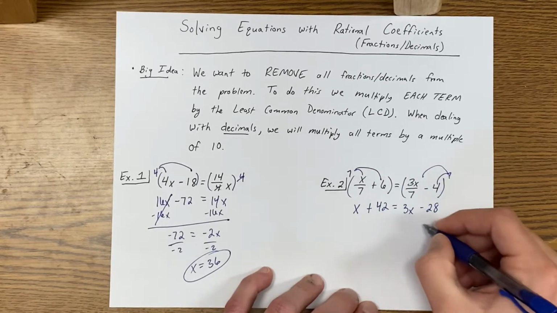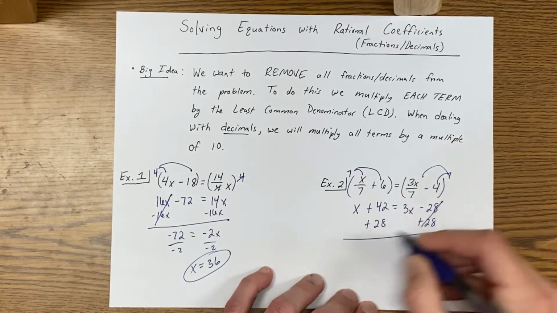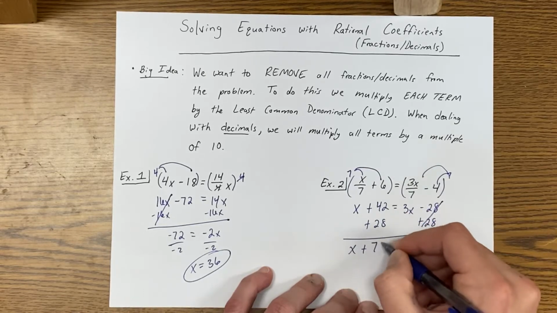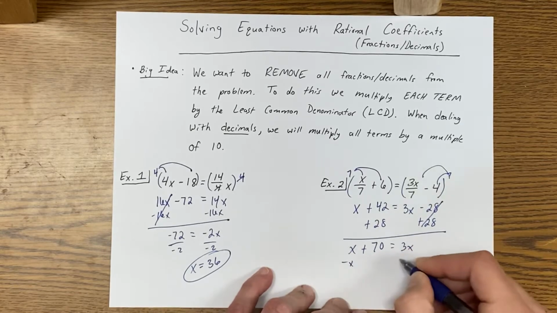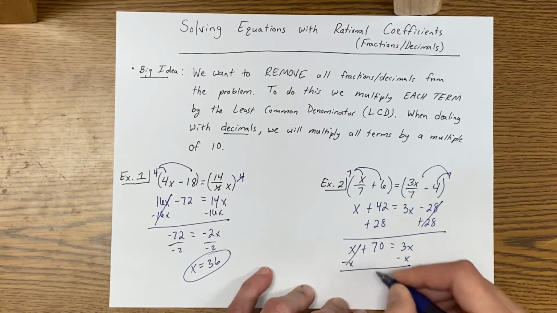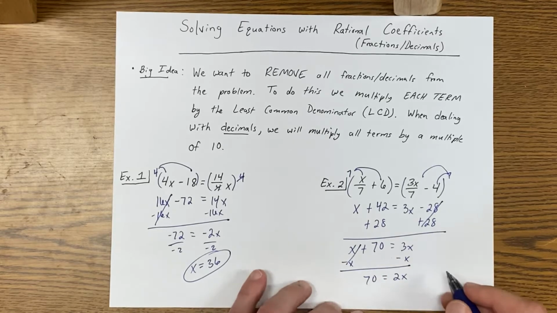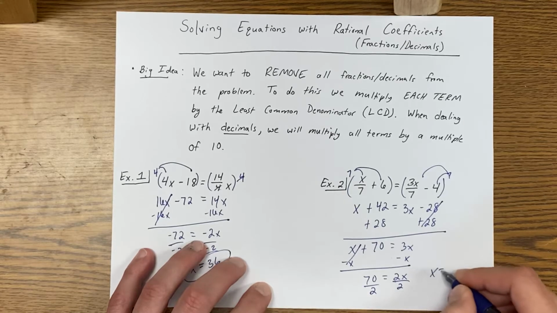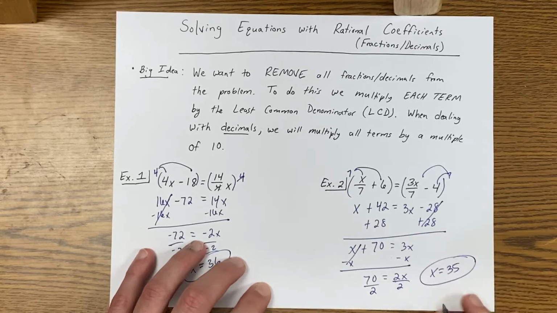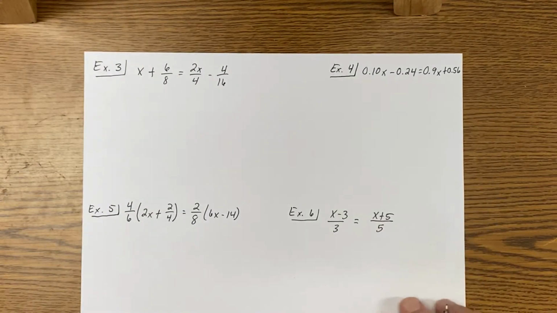Now we combine like terms. Add 28 to both sides. So we get x plus 70 equals 3x. Subtract x. Remember, that's like 1x. 70 equals 3x minus 1x is 2x. Divide both sides by 2. And we get x equals 70 divided by 2, which is 35. All right, let's look at some more challenging examples.